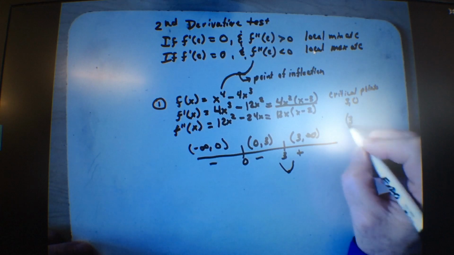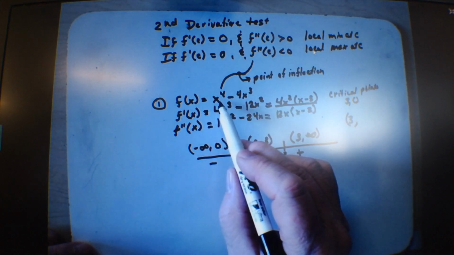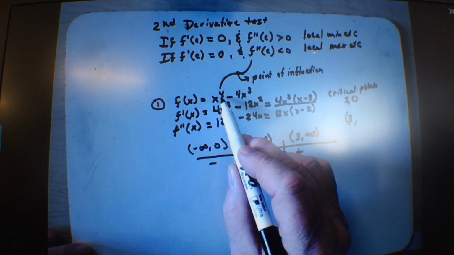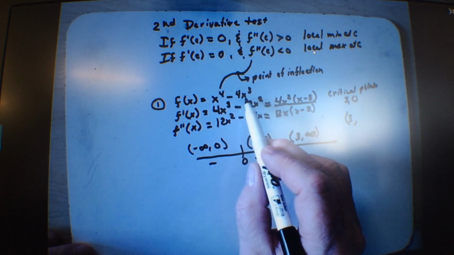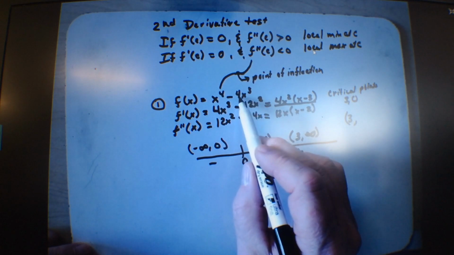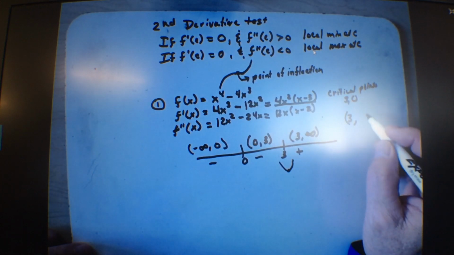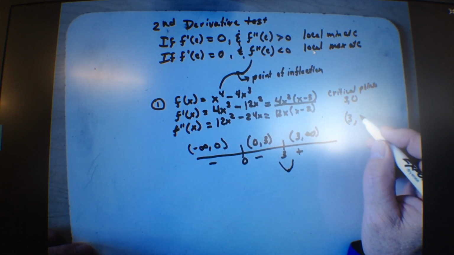So at the point 3, put 3 back into the original. What do I get? 3 to the 4th power is 81 minus 108. Is that 108? Yeah. So what's 81 minus 108? Use a calculator.